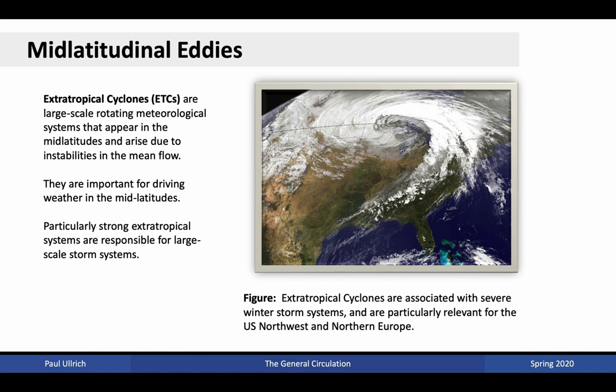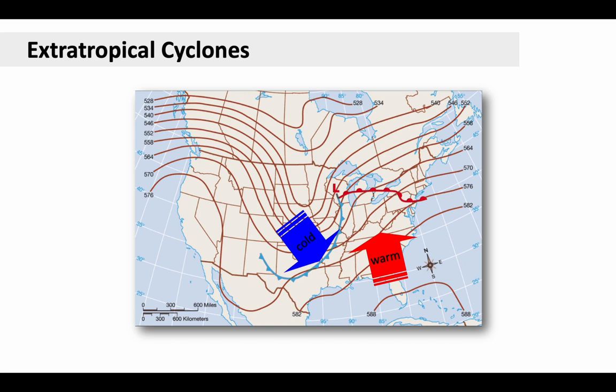This mixing motion, kind of analogous to taking a spoon to a large glass of water, is then responsible for mixing warm air to the south with colder air in the north. They're very important for driving the weather in the mid-latitudes and are associated with many key mid-latitudinal weather features, including winter storm systems. Extratropical cyclones are associated with a central low pressure.